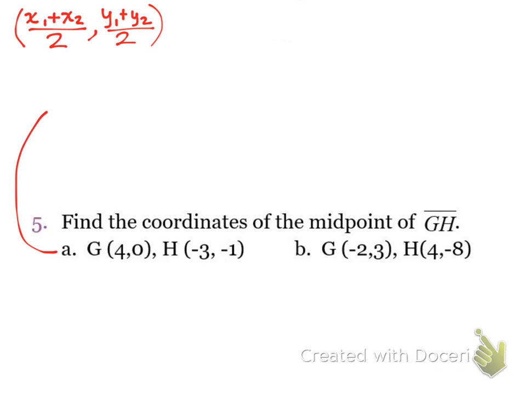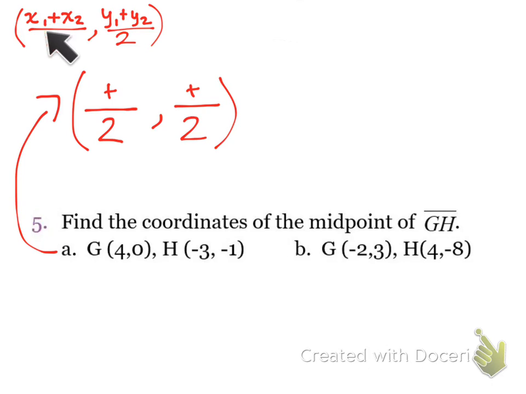Okay, so on 5a, I know I've got over 2, over 2. I'm going to be adding. I'm just leaving space to plug in what I need to here. What am I going to plug in for x1? 4. Very good. What am I going to plug in for x2? Beautiful. What about y1? 0, and y2? Perfect.